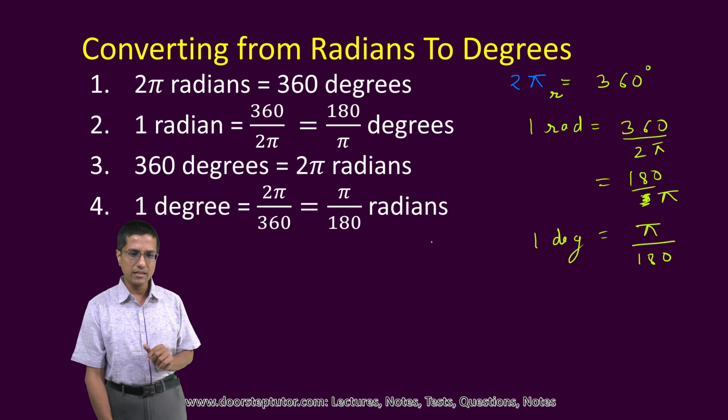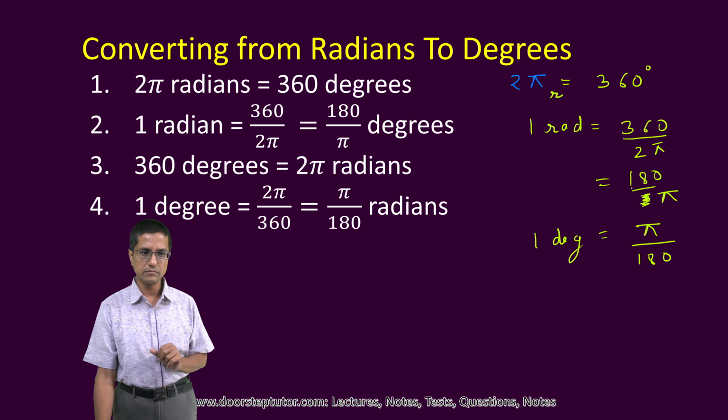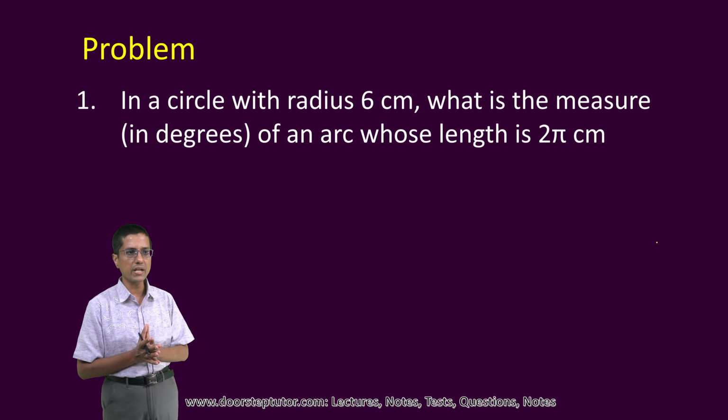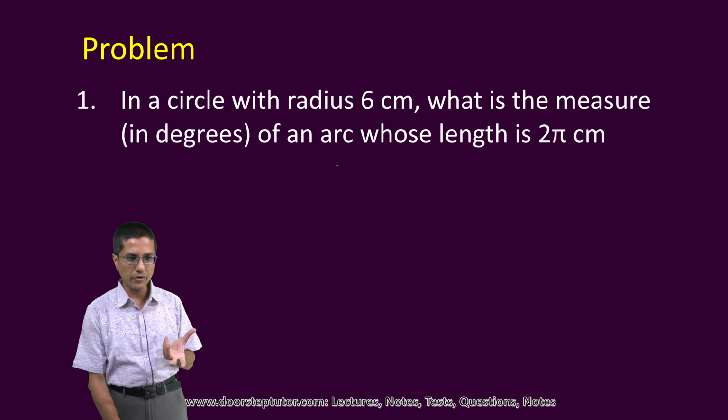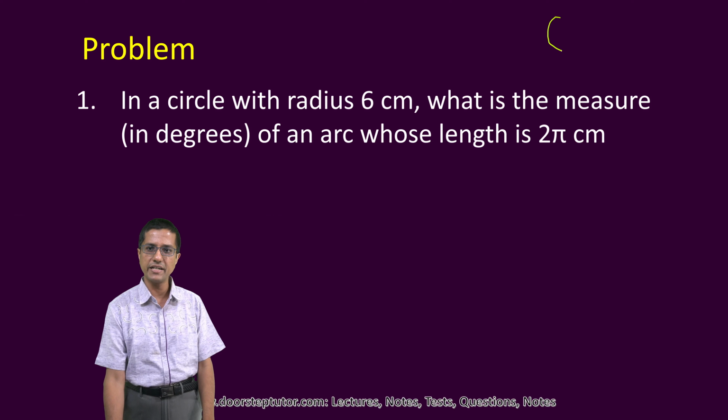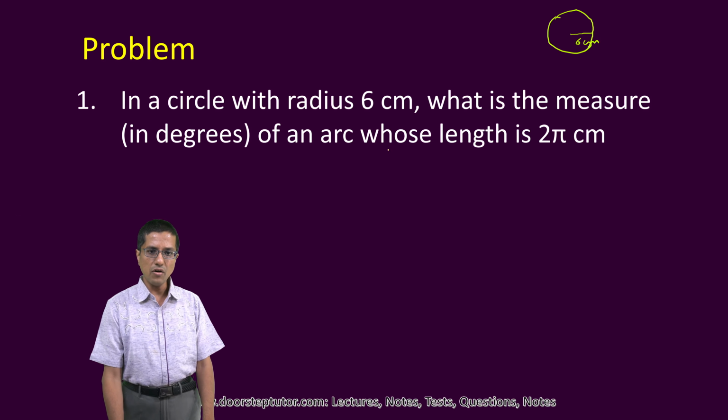You should be able to remember these two results. Now we'll do some numericals based on these two results. That is the first numerical that we will be doing. This numerical is saying that there is a circle with radius of 6 centimeter. So the radius of this circle is 6 centimeter, and now we have an arc whose length is 2 pi.